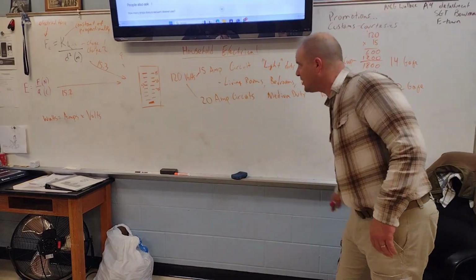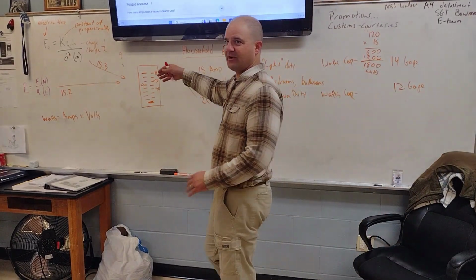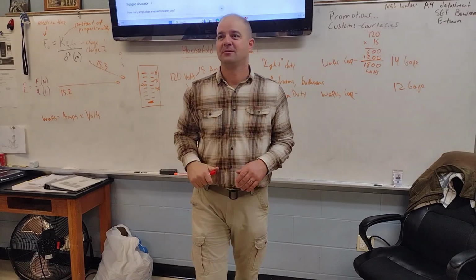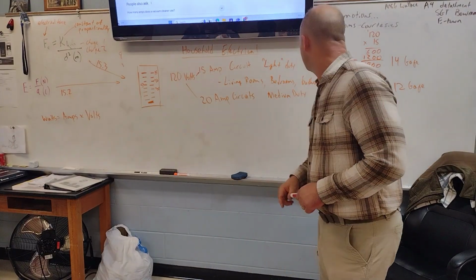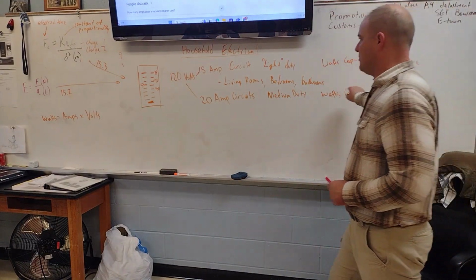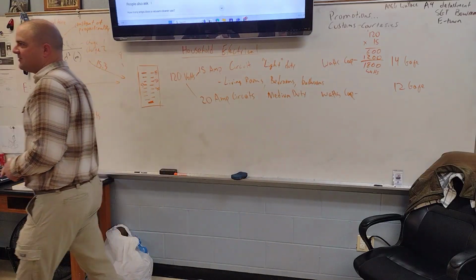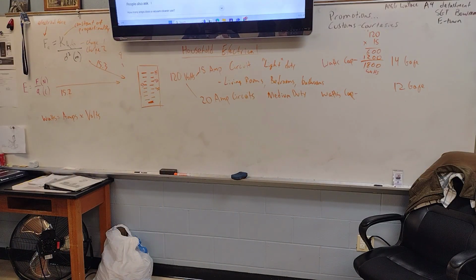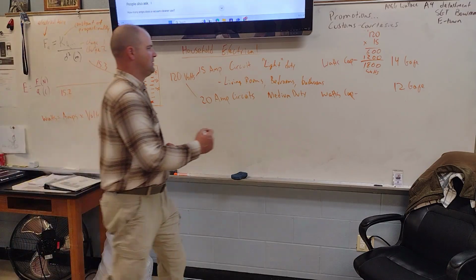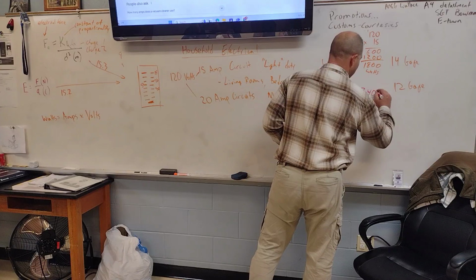Okay, you guys understand the purpose of a circuit breaker is to break the circuit, right? Okay. Let's do the same. 120 volts times 20 amps. What would be the rating in wattage for a 20 amp circuit? Super easy math. 2400. Put in your notes, 2400 watts.